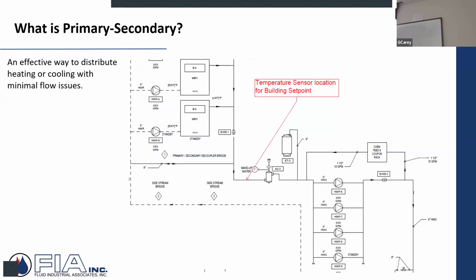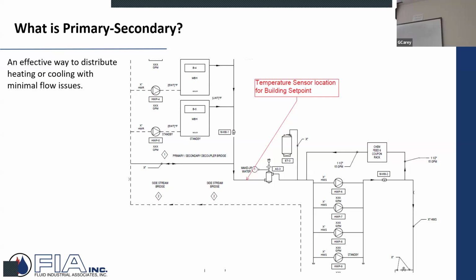So just real quick, what is primary, secondary? It's a very simple, very basic and effective way to distribute heating or cooling with minimal flow issues. Kind of a vague statement, but what we're trying to show here is we've got a couple of boilers, each one with its own boiler pump, and connected over here, in this case, up to 4. Maybe 3 are running in parallel and the 4th is a standby, but we'll get some serious pumping capabilities here, as well as our individual boiler pumps.